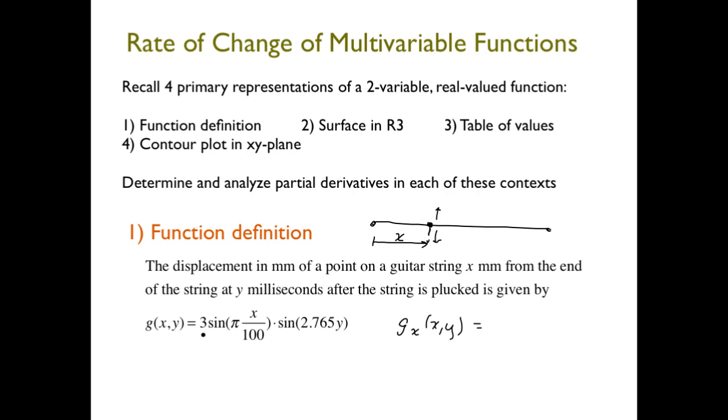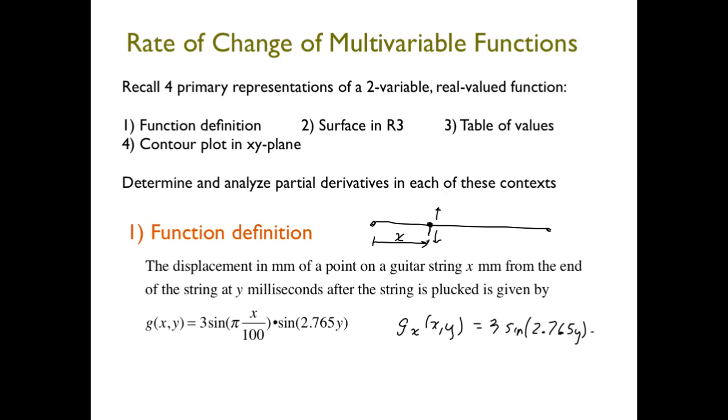So when we take the derivative, what happens to constants that are multiplied by our functions? They just come along for the ride, right? We just hold on to them. So we're going to hold on to the 3, and we're going to hold on to that whole thing. And then our actual derivative rule is going to apply to this that has the x in it. Okay, so the partial with respect to x is going to be 3 sine of 2.765y times what?